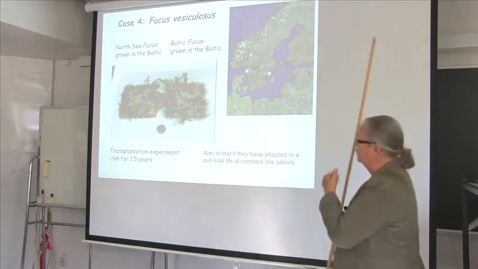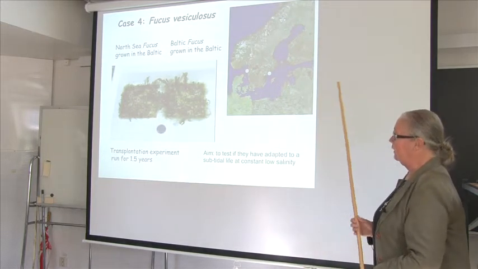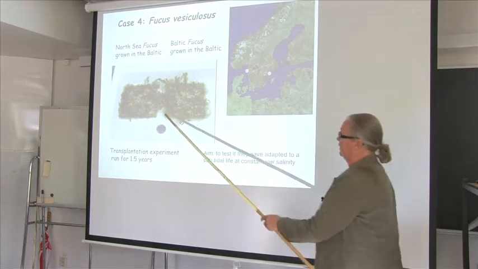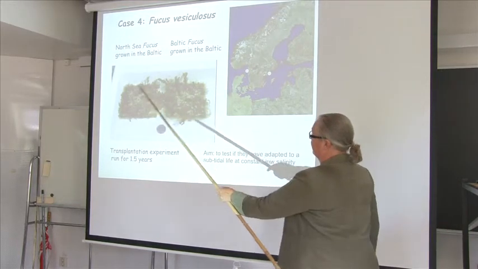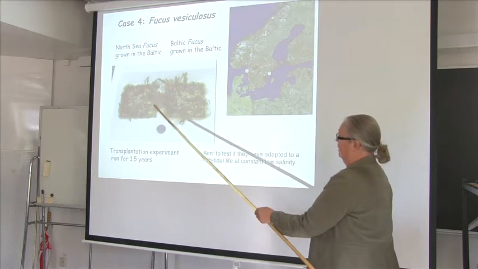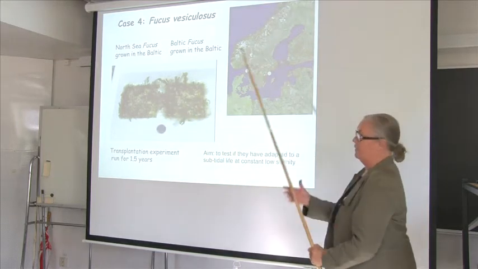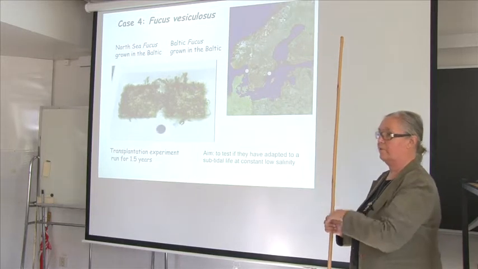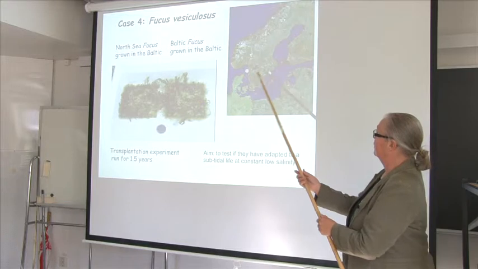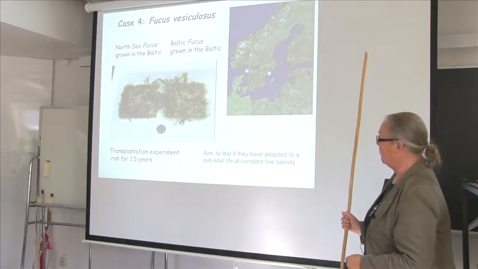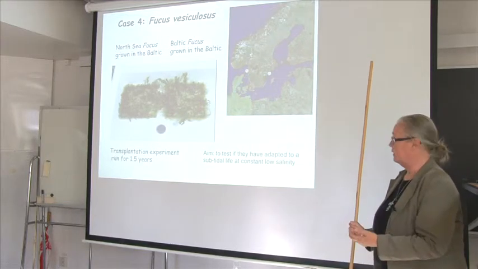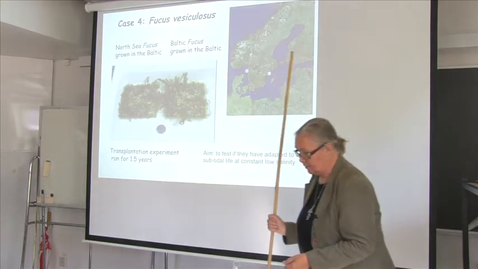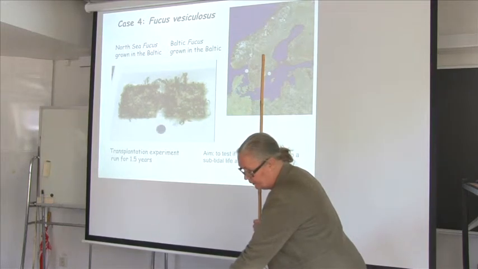Then we did a transplantation experiment, where we seeded Fucus vesiculosus from the Baltic Sea and from the North Sea on little plates, and then we transplanted them to the different sites, from Askö over to Tjärnö, with the aim to test if they have adapted to this subtidal life and low salinity.